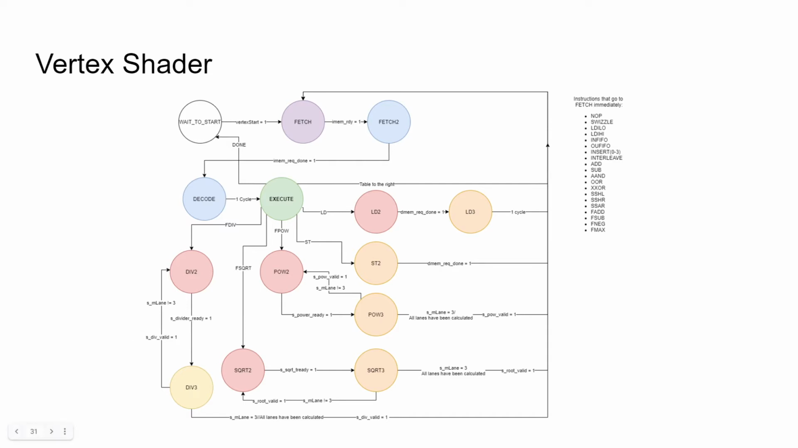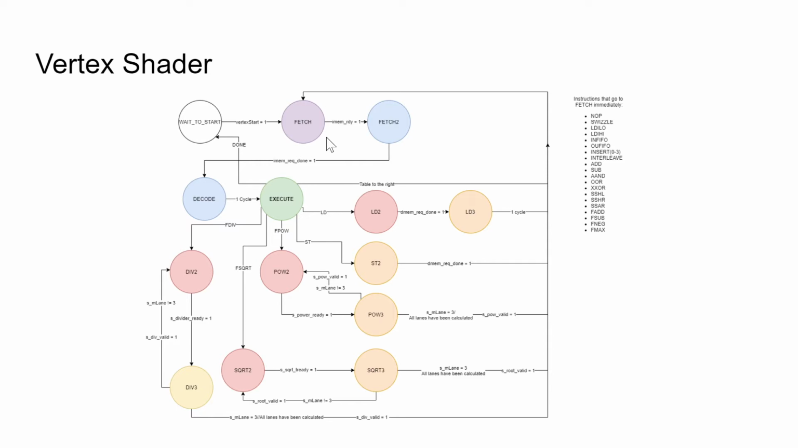So this was kind of our high-level diagram of how our vertex shader actually worked. We had a two-stage fetch like many other groups, to account for the potential of a cache miss, and then would decode and execute the instruction. Our execution for just about every instruction took a single clock cycle.